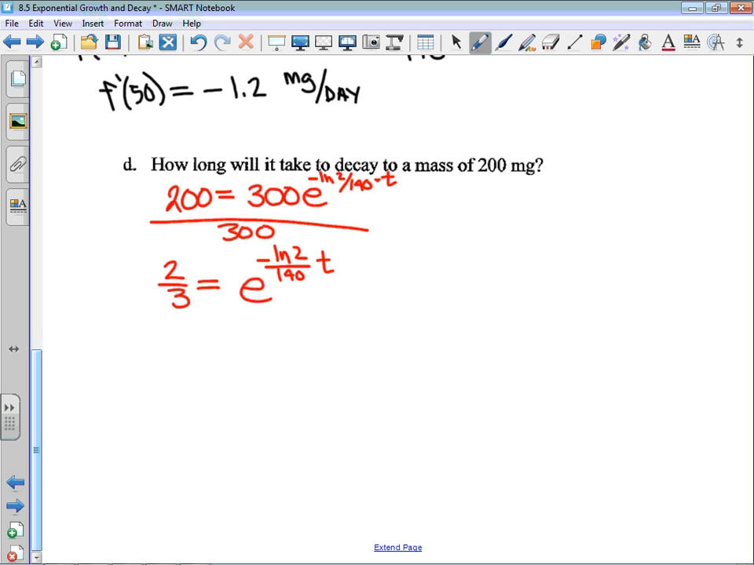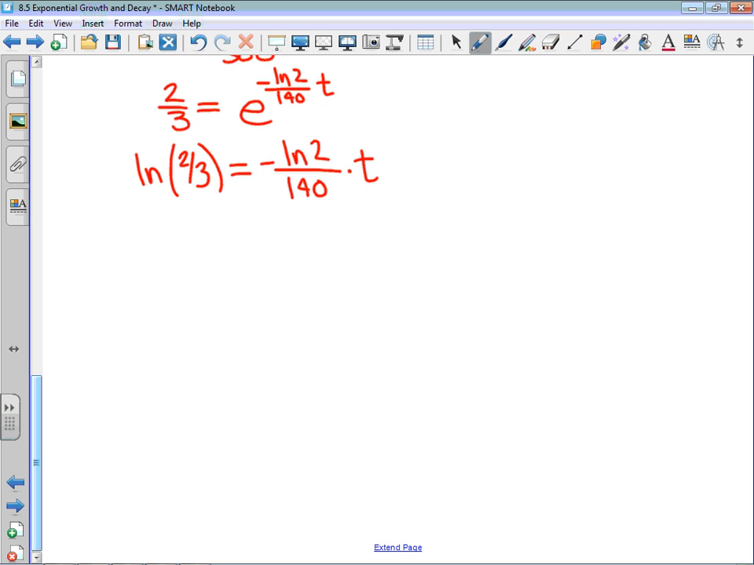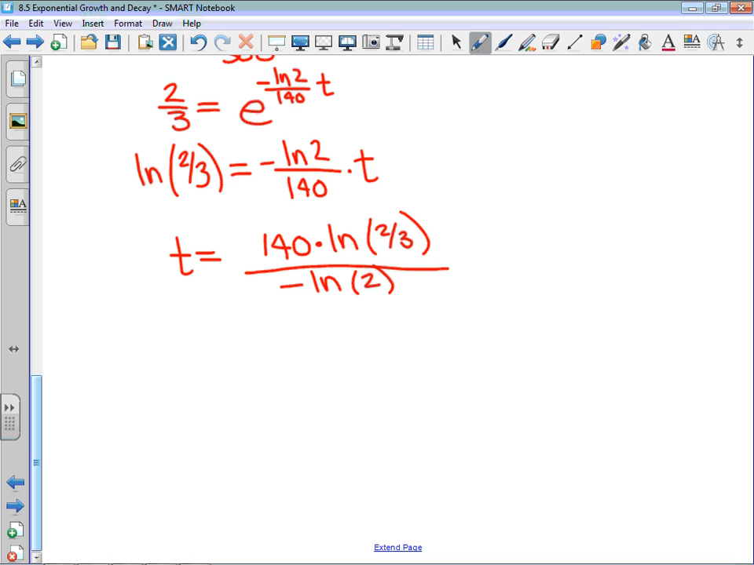I'm going to use that natural logarithm now, though. So the natural logarithm of 2/3 is equal to negative ln 2 over 140 times t. I'm going to multiply by 140, divide by negative ln 2, and I get that t is equal to 140 times the natural log of 2/3 divided by the negative natural log of 2. Don't get too worried about that negative natural logarithm. You won't get a negative time because the natural logarithm of 2/3 is also negative. So when we type that into our calculator, we get that t is equal to 82 days.